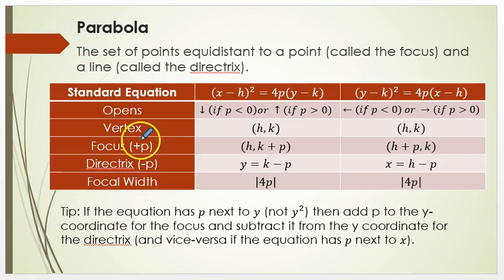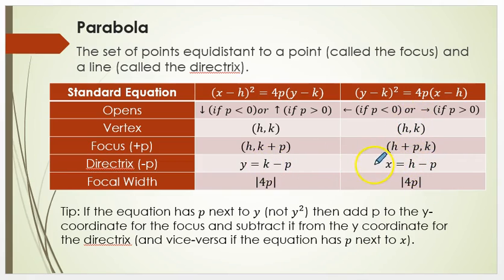That's why here on the side I've tried to specify that for the focus you add p, and for the directrix you subtract p. And that rule will be the same if you're dealing with the other set of equations. When p is touching x, then start with a vertex and add p to the x coordinate for the focus, everything else stays the same, or subtract p from the x coordinate for the directrix.